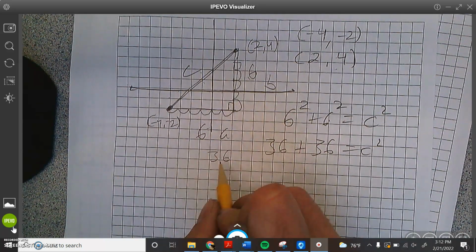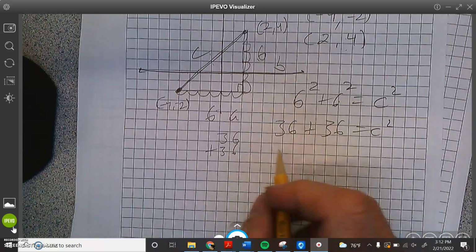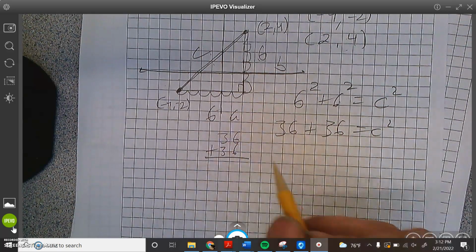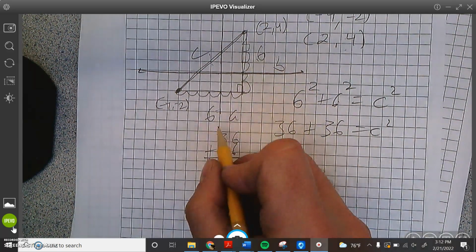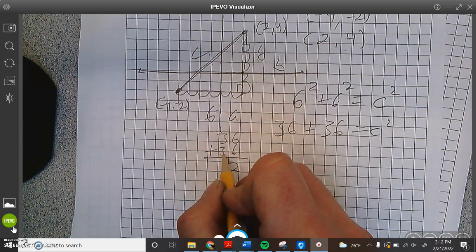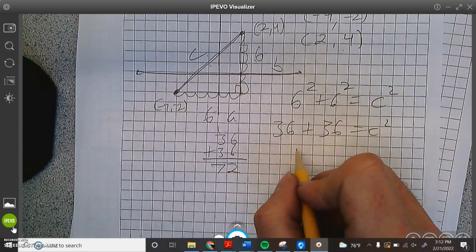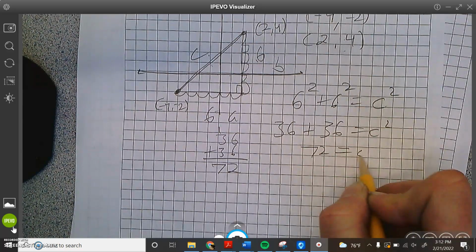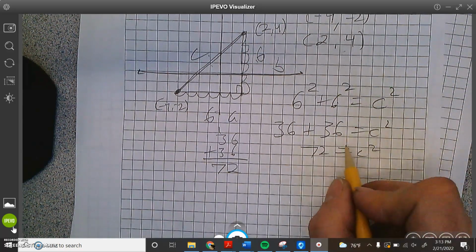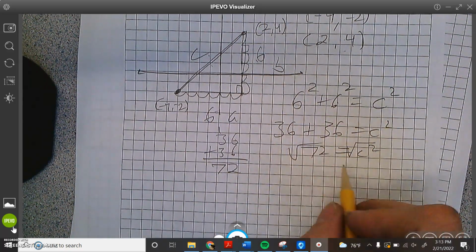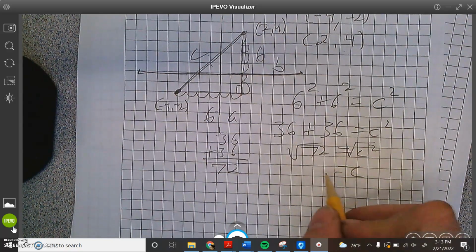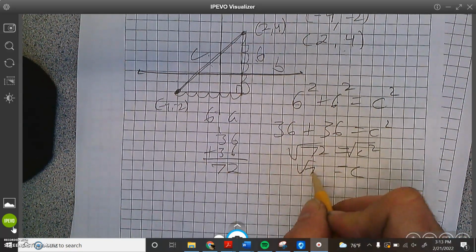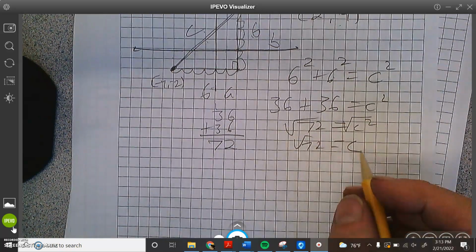I don't know what that is. I'm going to add off to the side. 6 plus 6 is 12. 1 plus 3 is 4. Plus 3 is 7. So that would be 72. The opposite of squaring is the square root, on both sides, so you get C by itself. That's what you want. The square root of 72. What's that about? I don't know.